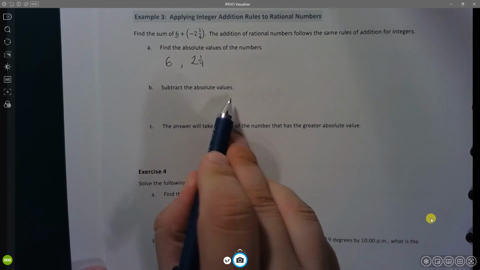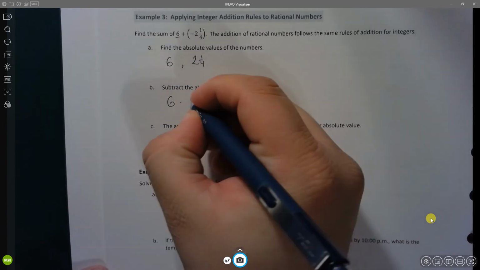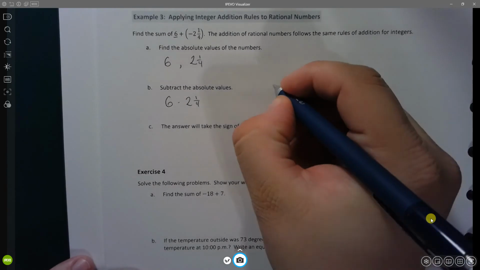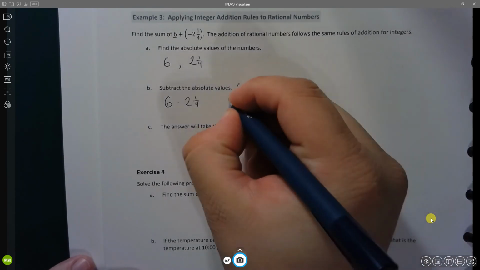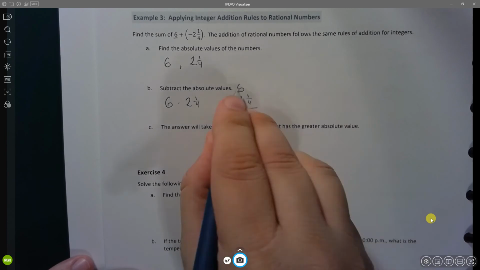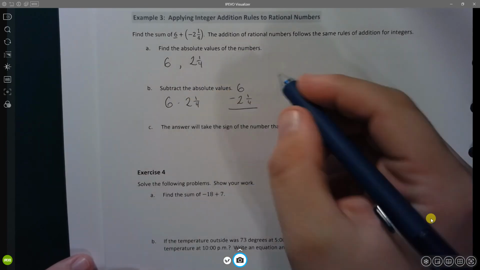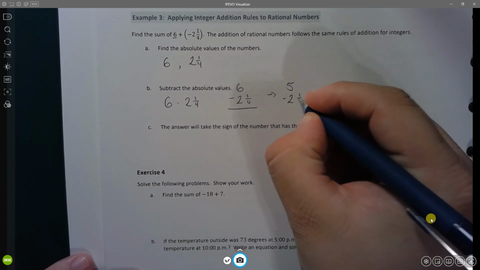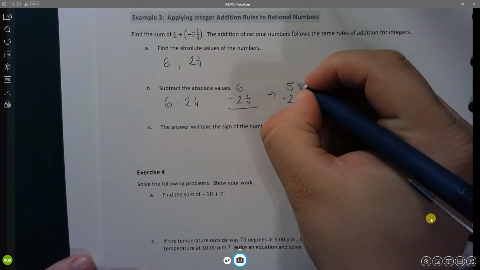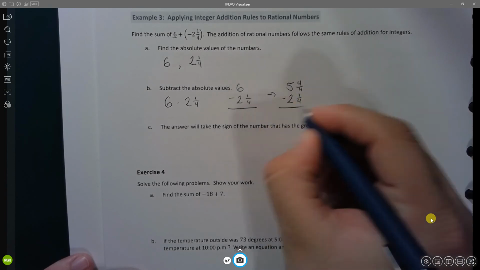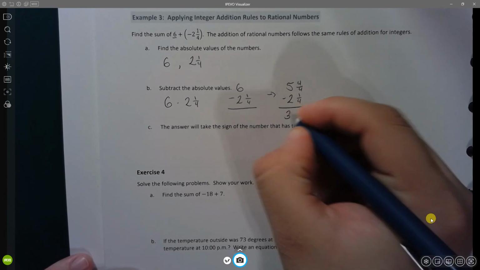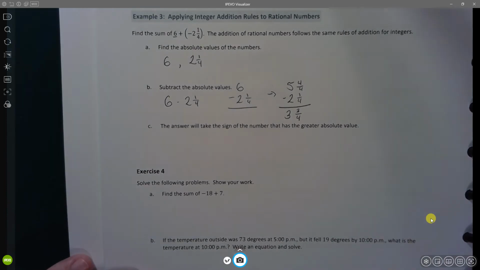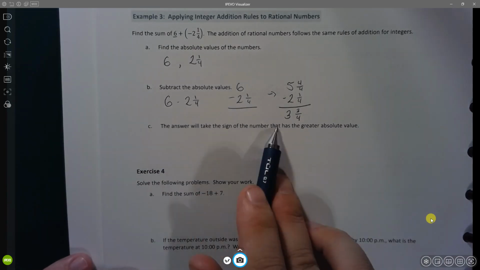So subtract the absolute values: 6 minus 2 and 1/4. Well, I don't like this, so I'm going to show you something else. I like doing it like this. If I do 6 minus 2 and 1/4, I've got to borrow, or break 6 apart a little bit. So I'm going to take 5 instead, minus 2 and 1/4. If I'm borrowing a whole from 5, I've got to put the whole right here. So 5 minus 2 is 3, 4 minus 1 is 3, and the denominator stays the same. So it's 3 3/4. Now the answer will take the sign of the number that has the greater absolute value.